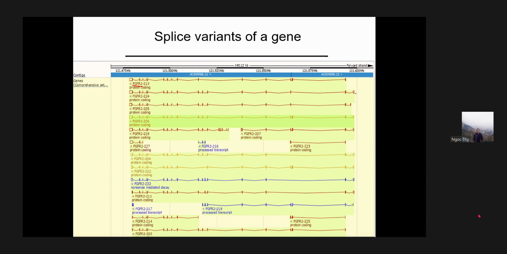In here we have different transcript variants of the gene. For example, we compare between these two. The exon here is included in this variant, but somehow it is lacking in the second variant. Meanwhile, this exon 2-1 here exists in this variant, but is lacking in the other splicing variant.